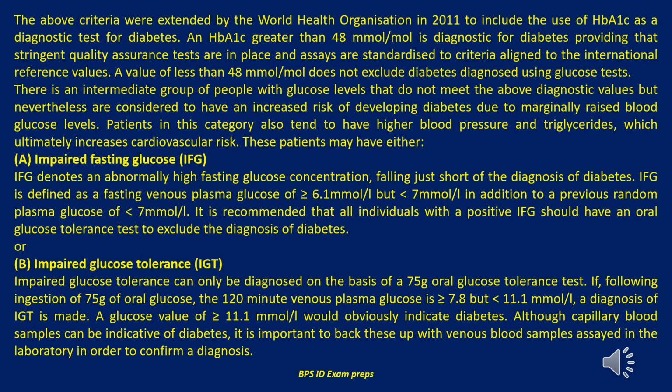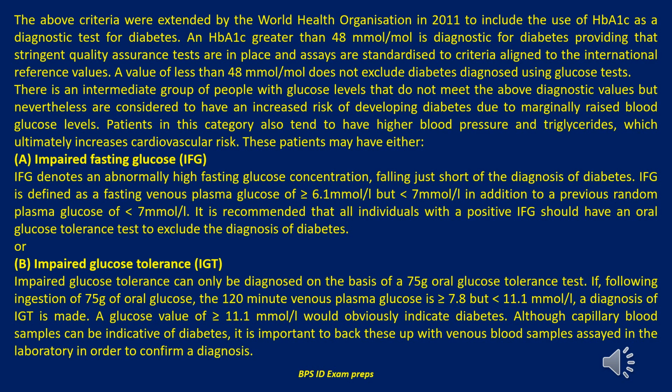The above criteria were extended by the World Health Organization in 2011 to include the use of HbA1c as a diagnostic test for diabetes. An HbA1c greater than 48 millimoles per mole is diagnostic for diabetes, providing that stringent quality assurance tests are in place and assays are standardized to criteria aligned to the international reference values.